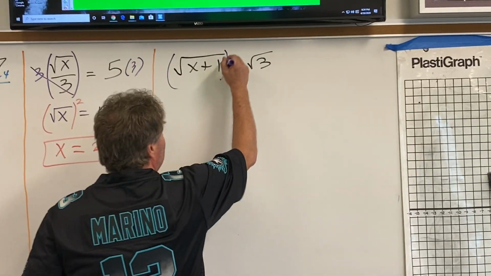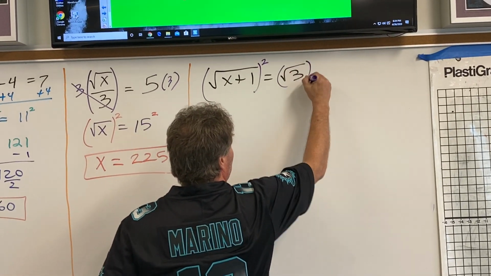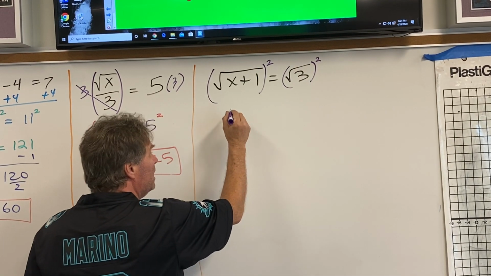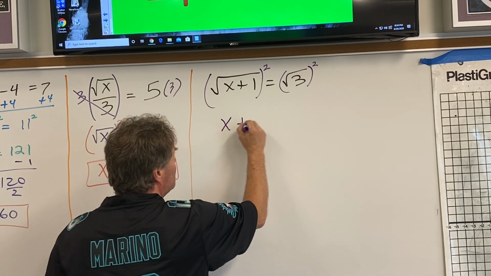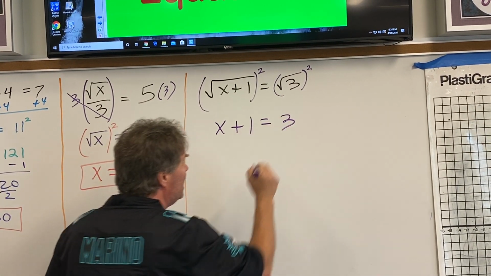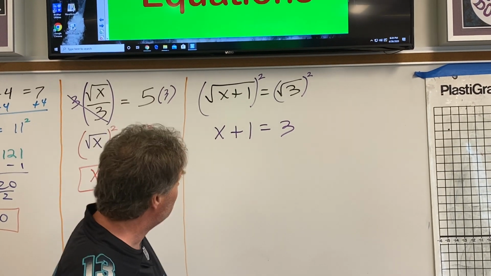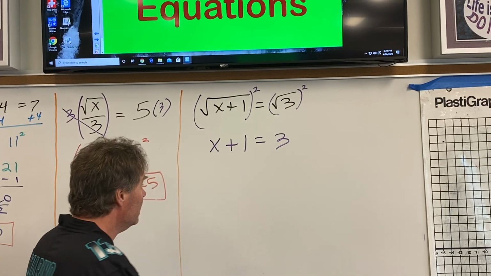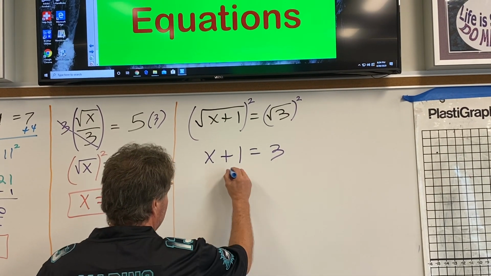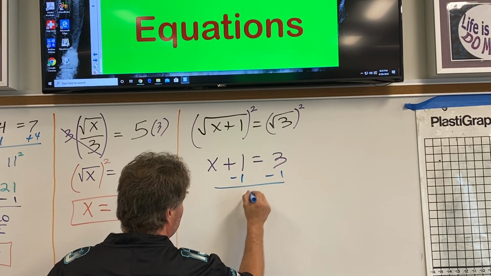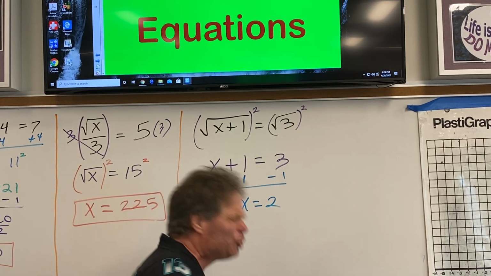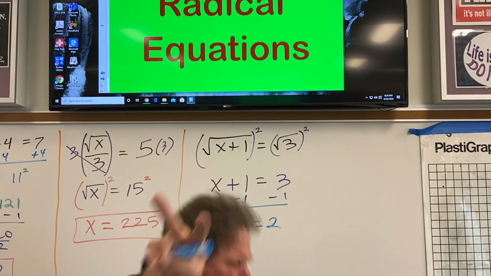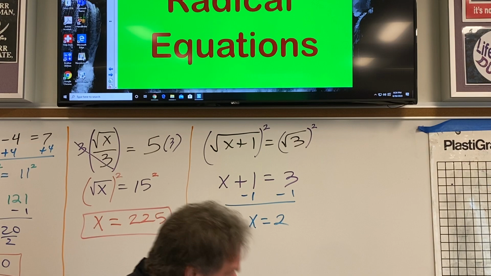Look at this. Square this and square this, and I just get, no way, x plus 1 equals 3. Can that possibly be right? Yep. Okay. Then, no way. Minus 1, minus 1. So we get x equals 2, baby! 2! Woo-hoo!